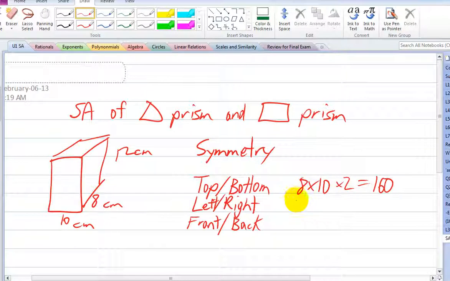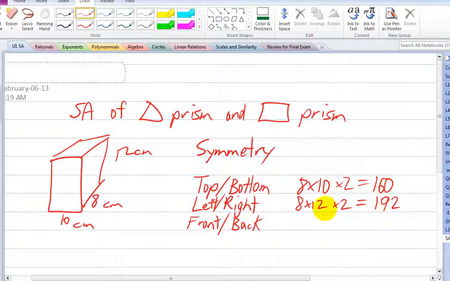Okay, left and the right. So the left side or the right side would be 8 times 12, which is 96. And we have 2 of them. So what is that? 192.